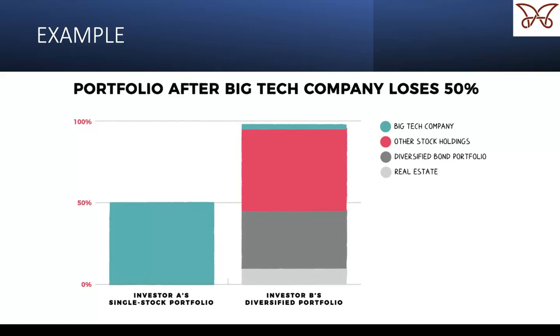Of course, if the tech company had doubled in value, Investor A would have done a lot better than Investor B. But that is just how risk works. Risk cuts both ways, higher potential losses and higher potential gains as well.